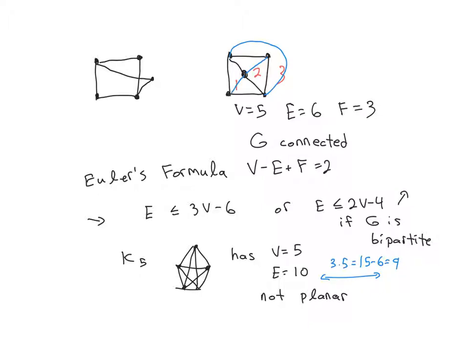Likewise, this bound on the edges tells you that K33, the complete bipartite graph with 3 vertices in each partition, also can't be drawn in the plane, because the number of edges is 9, and this bound gives you 8 because the number of vertices is 6, and 8 is not bigger than 9, and so you can't draw that graph either.